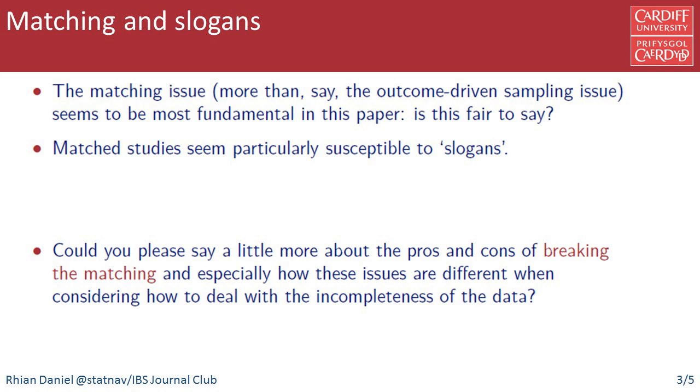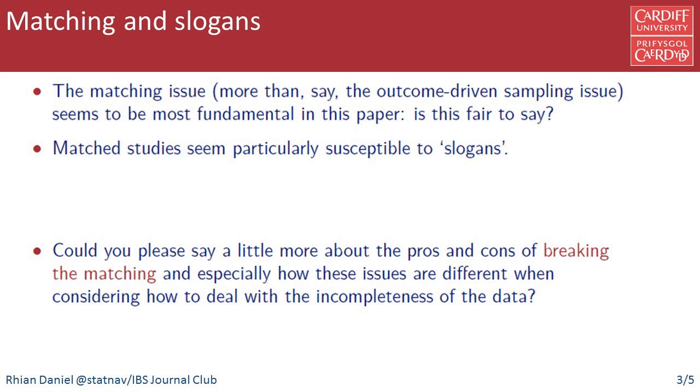So the usual argument goes like this. Let's see if I can reconstruct this. The advantages of breaking the matching are that you can gain efficiency through modeling the confounder effects by using logistic regression, unconditional logistic regression, rather than using conditional logistic regression.